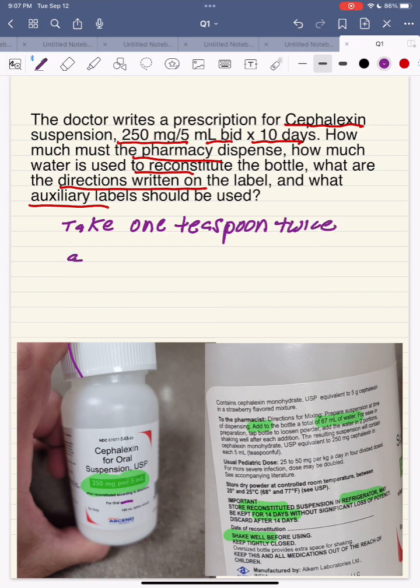BID, 1 teaspoon twice a day for 10 days. And that's the direction: 1 teaspoon twice a day for 10 days.